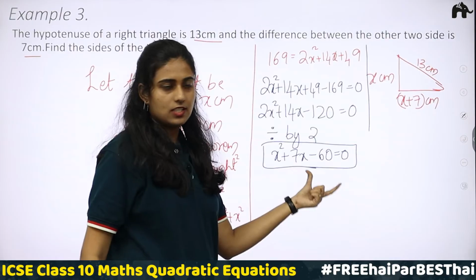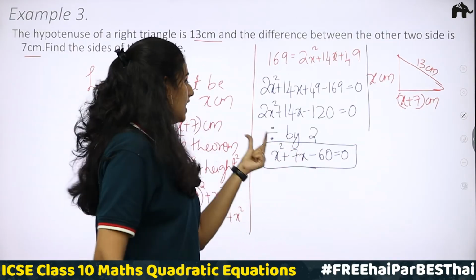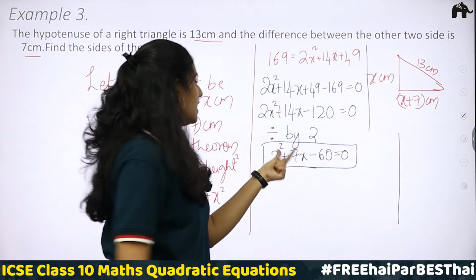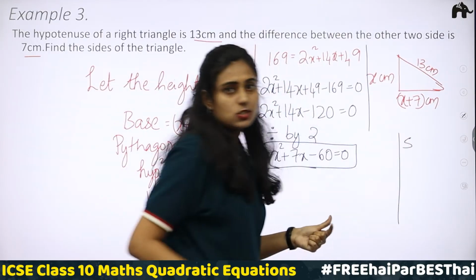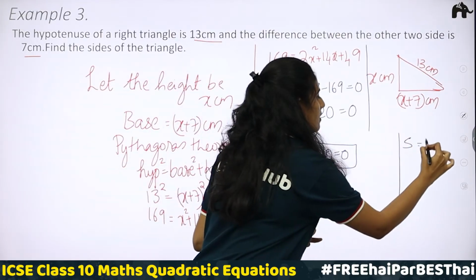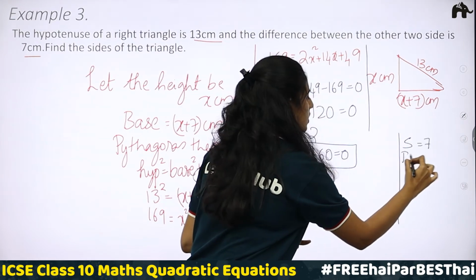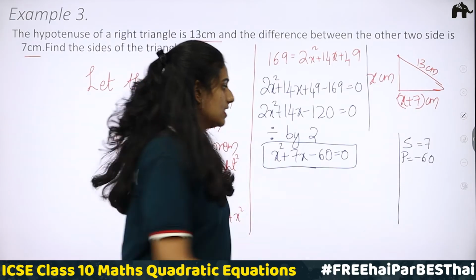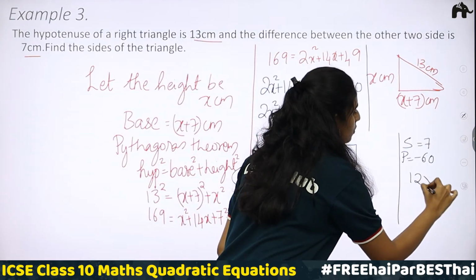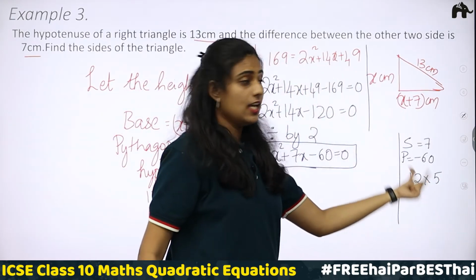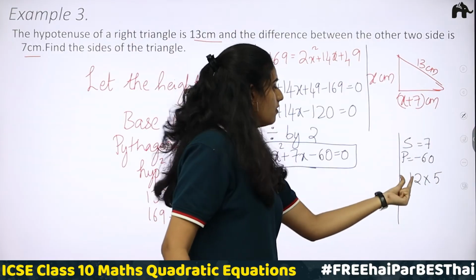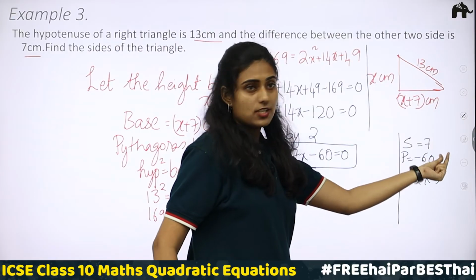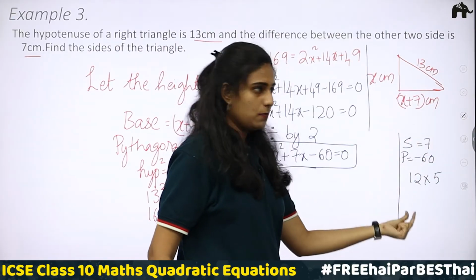Solving this quadratic equation, we get the value of x. Here, we are going to split the middle term or factorize this. The sum of the two numbers chosen should be equal to 7 and the product should be equal to minus 60. To get 60, 12 into 5 is 60. Here product is negative. One of these two numbers should be negative. What about the sum? Sum is positive, which means the greater number should be positive.